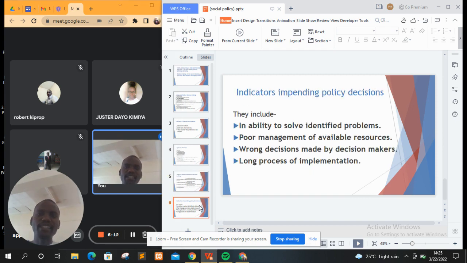Also, we have indicators impeding policy decisions. They include inability to solve the identified problem. Second, poor management of available resources. Third, long decisions made by decision makers. Fourth, long processes of implementation.